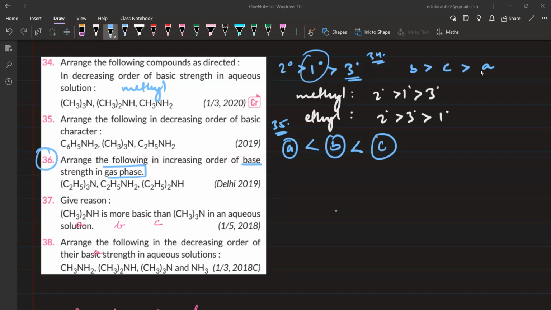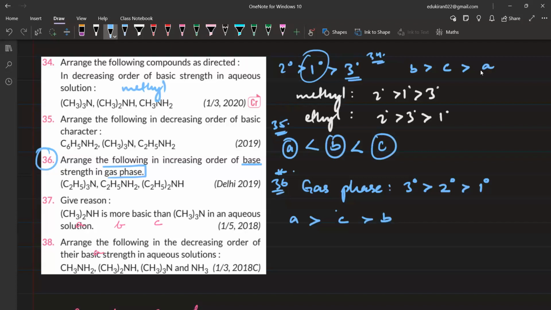So in the gas phase system, question number 36, in gas phase 3 degree is most basic, followed by 2 degree and followed by 1 degree. Okay? Why is 3 degree most basic? Because it has the highest capacity to donate electrons. In aqueous phase you have to attack on H plus ion and then act as a base. In gas phase you are only looking at the base strength according to the electronics. Here A will be the most basic, followed by C and then followed by B.